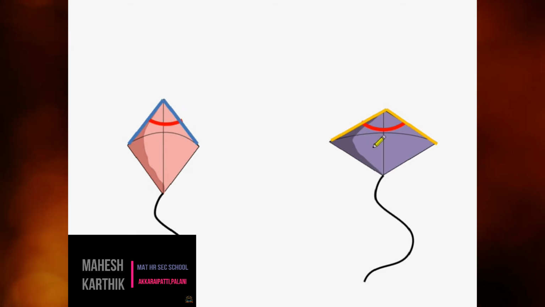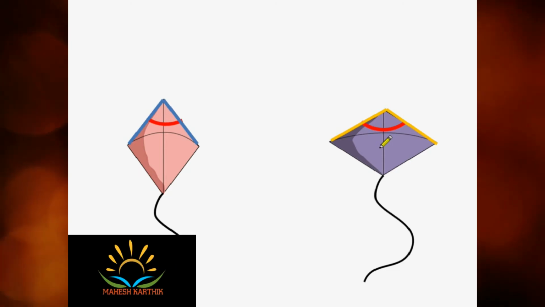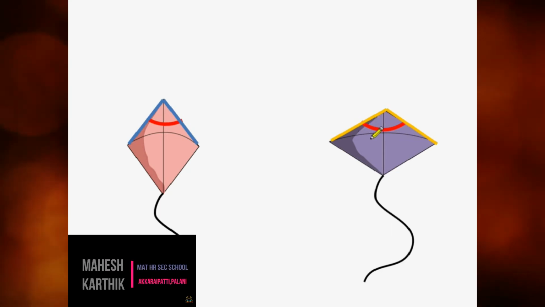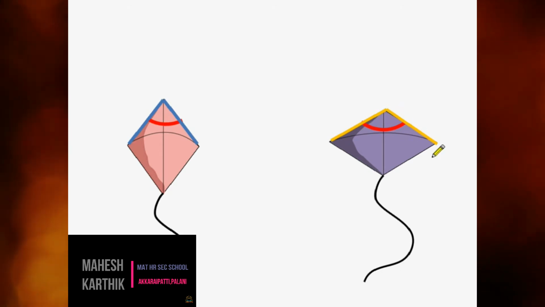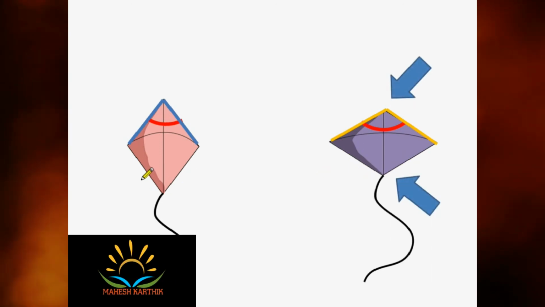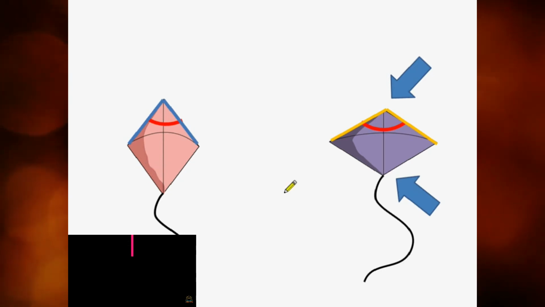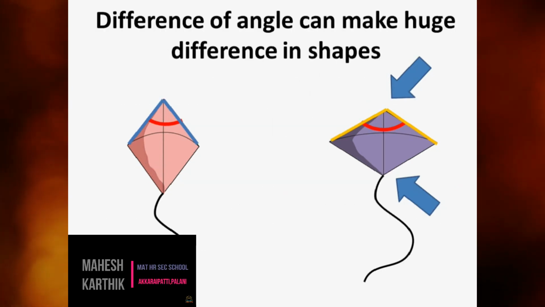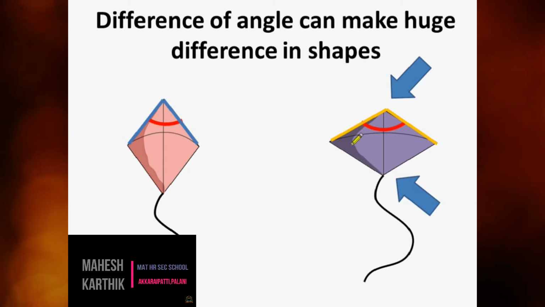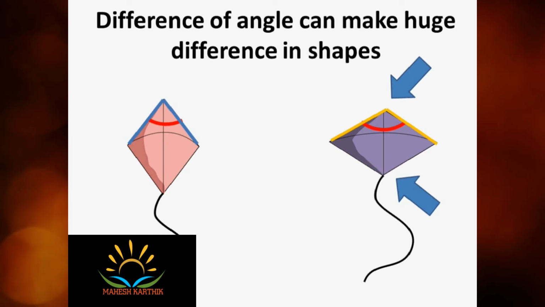Do you see any difference between these two angles? Yes, they are different. And how? The turn here between the two lines is greater, or the angle between these two lines is greater. So what do you understand? Same way, the angle here also at this corner is greater as compared to the angle here in Aman's kite. So you can say difference of angle can make huge difference in the shapes, and because of angle only these two kites have different shapes.